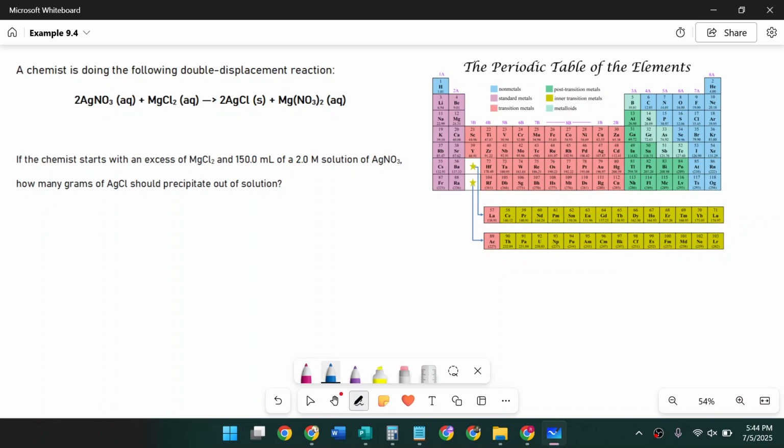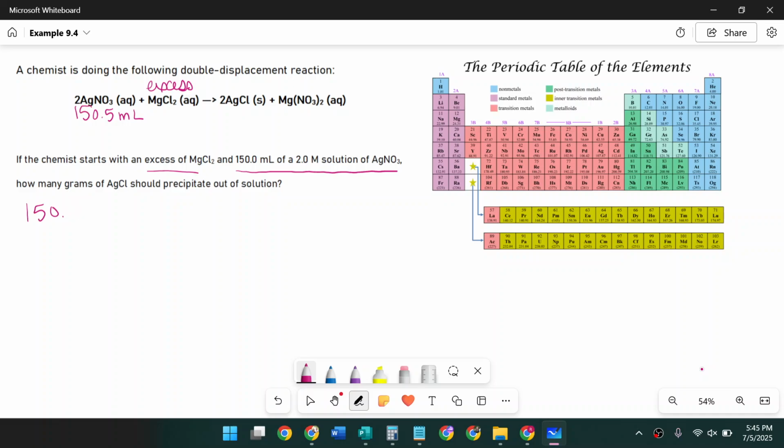All right, so let's look at what we've been given, and then let's look at what they're asking for. So we've been given that this is an excess, so we have extra of that. And we've been told that we have 150 milliliters of this solution. We're probably going to have to convert that to liters.